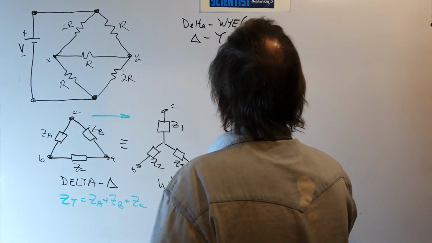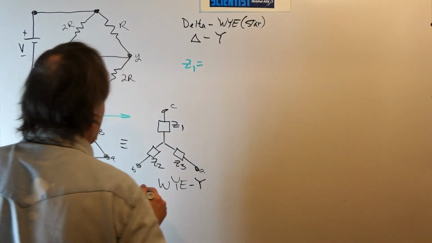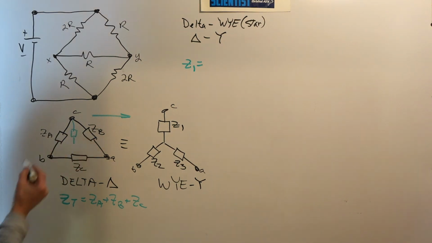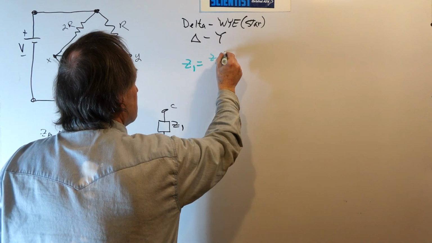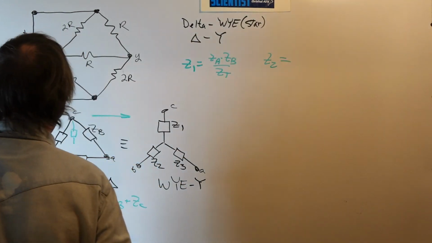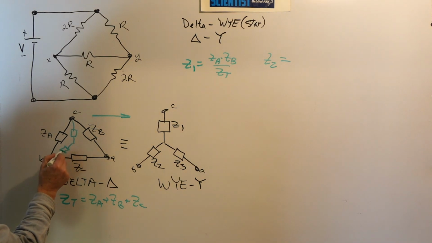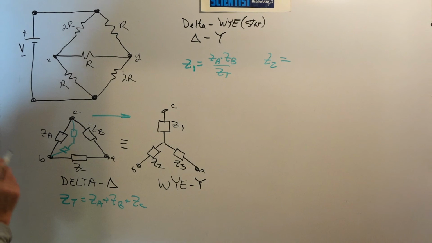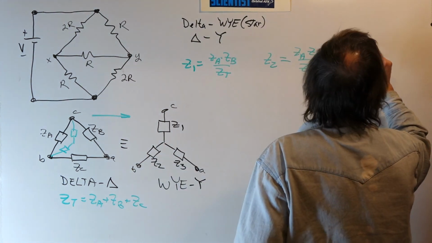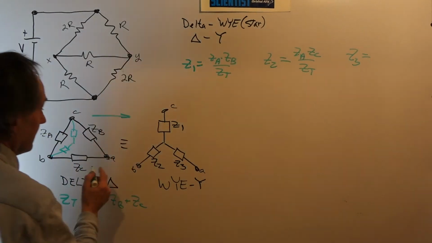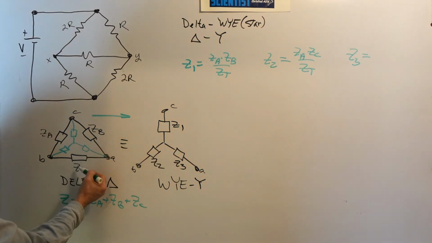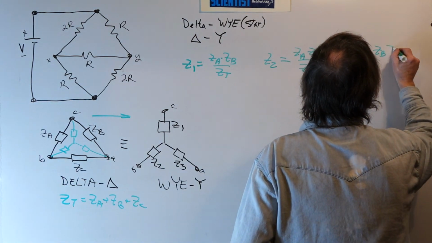Then Z1 is in here, and it is adjacent to ZA and ZB. So Z1 is ZA times ZB over ZT. Z2 is this one right here. That's our Z2, and it's adjacent to ZA and ZC. So Z2 is ZA times ZC over ZT. And Z3 is this element here, connected to node A. This is my Z3, and it's adjacent to ZB and ZC. So this is ZB times ZC over ZT.